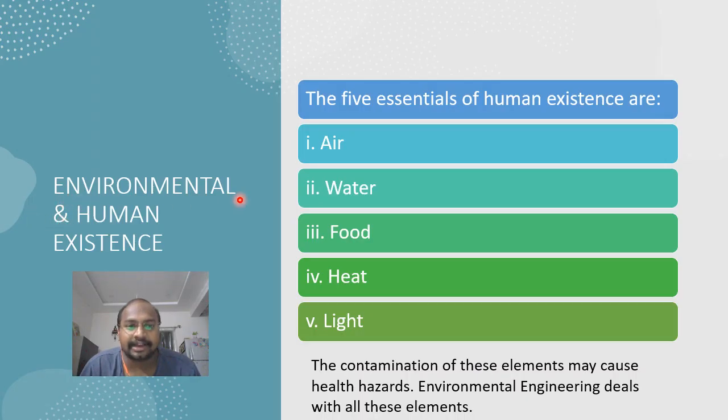Present environment and human existence. We have the five essentials of human existence. They are air, water, food, heat and light. The contaminants of these elements may cause health hazards. Similarly, for environmental engineering, these are the five main elements related to which we are going to discuss.